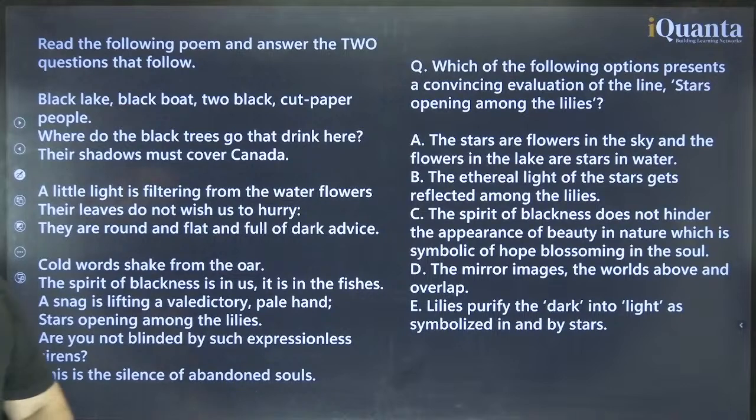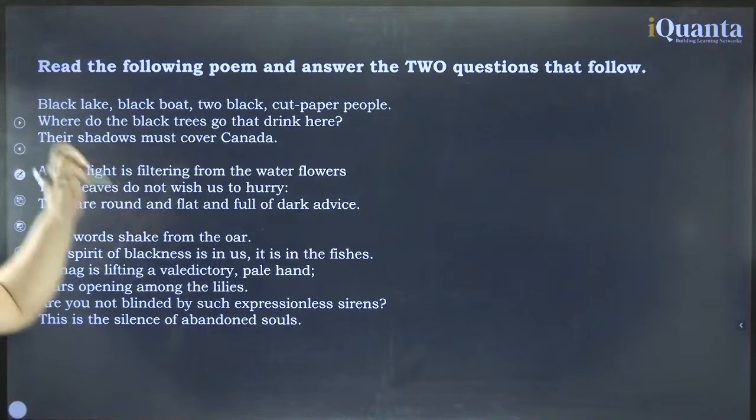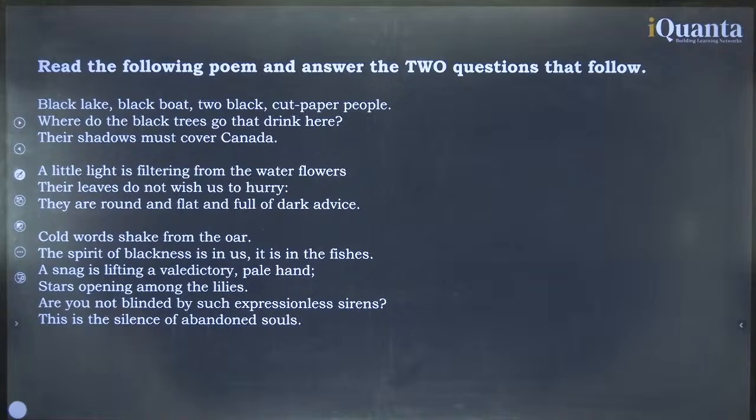Chalo. So let us, first of all, I'll explain the poem to you, and let's see how many of you have felt it will be the same kind of explanation.